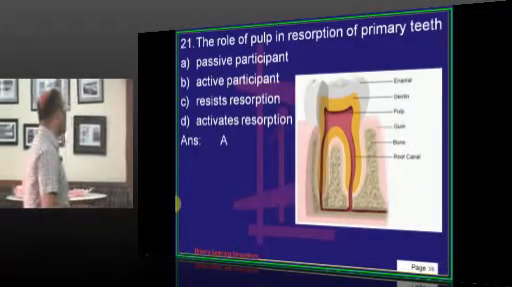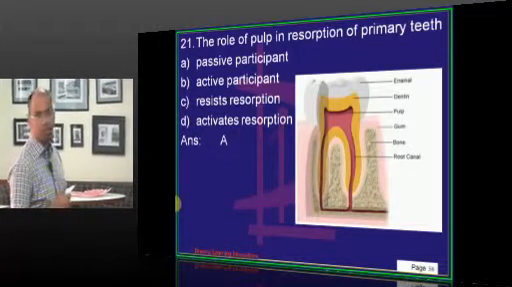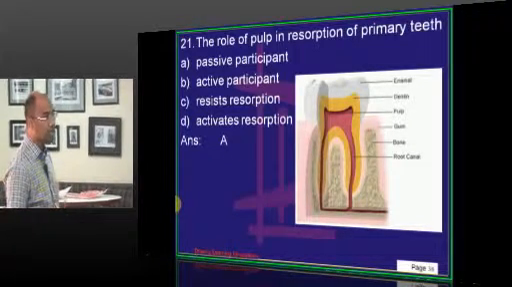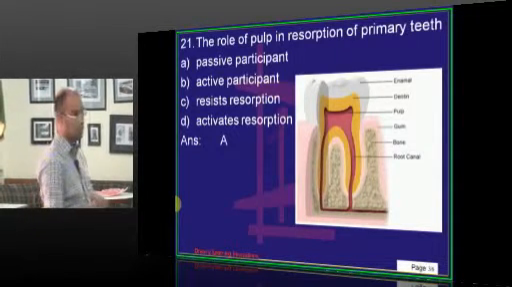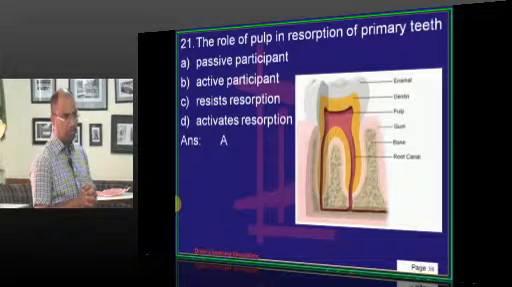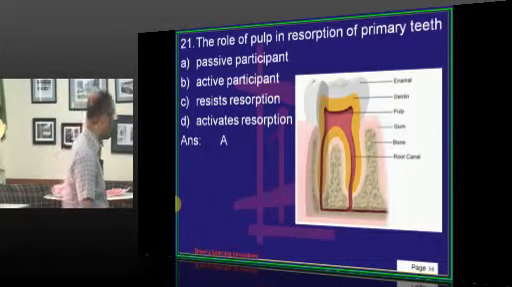The role of pulp in resorption of primary teeth. What is the role of pulp? When a tooth is resorbing, whether it is passive or active, whether it resists or activates, the pulp is basically a passive participant. Okay.